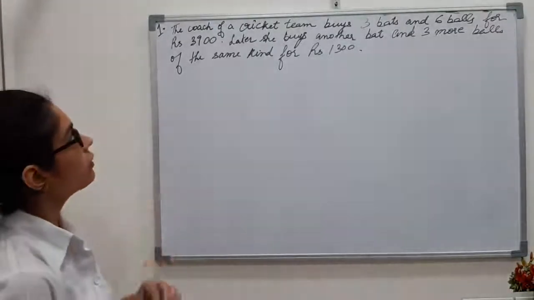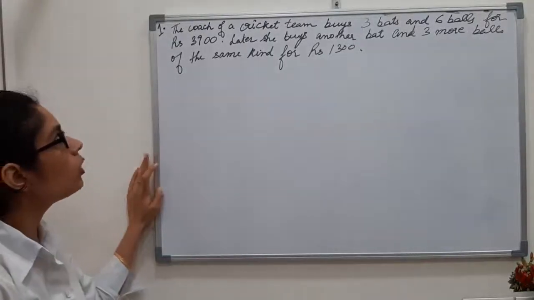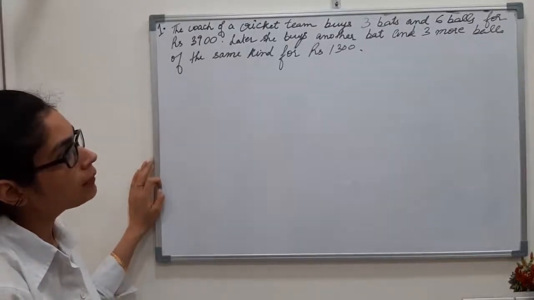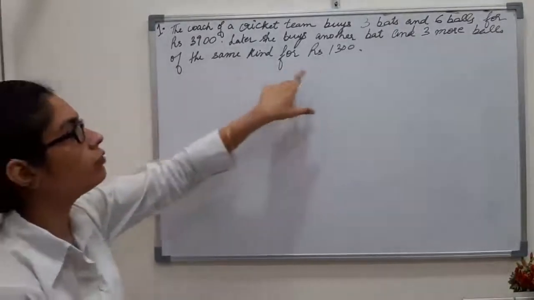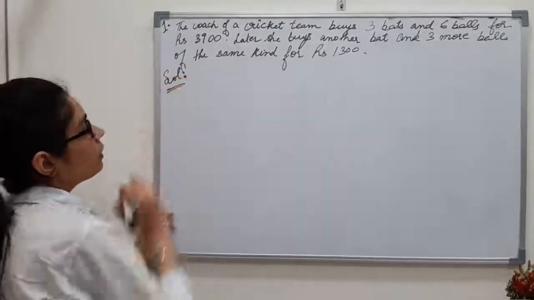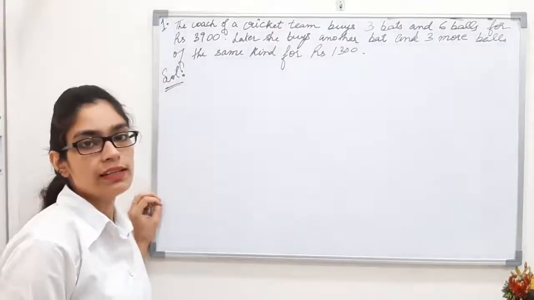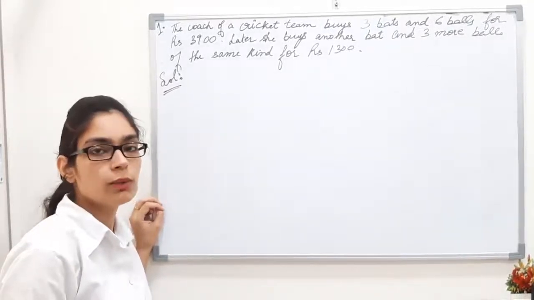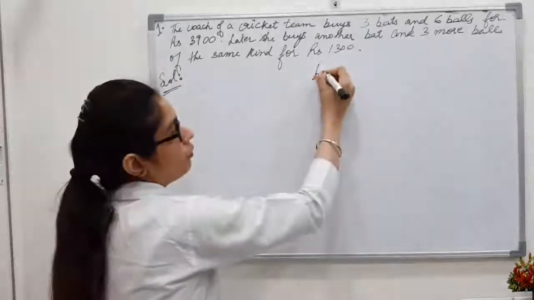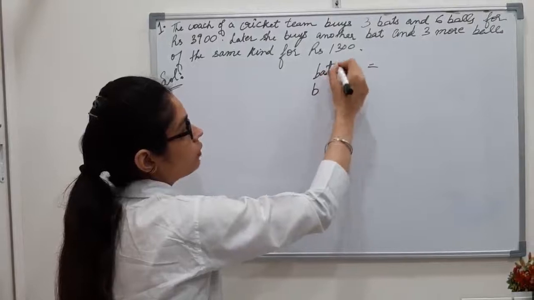Let's do the second question. The coach of the cricket team buys 3 bats and 6 balls for ₹3,900. Later she buys another bat and 3 more balls of the same kind for ₹1,300. Now first we have to recognize which 2 things we have to assume. It's clearly mentioned that she bought 2 things, bat and ball. So we have to assume variables for those things.